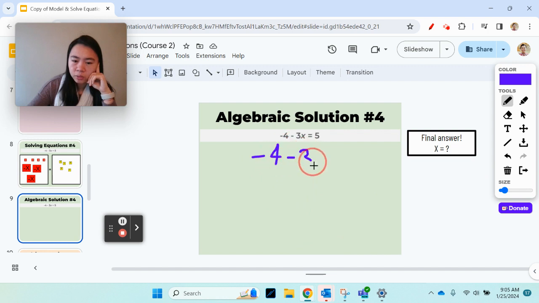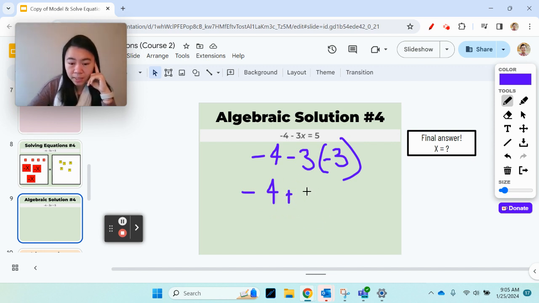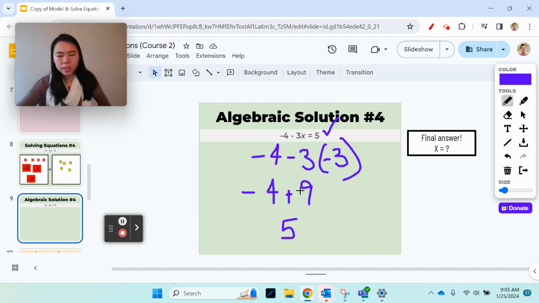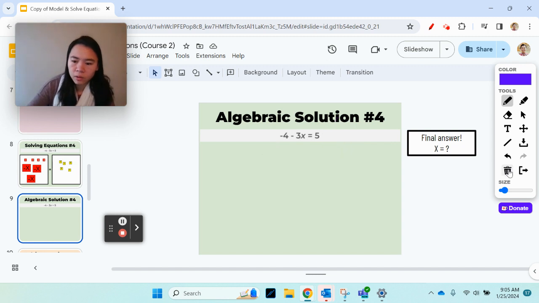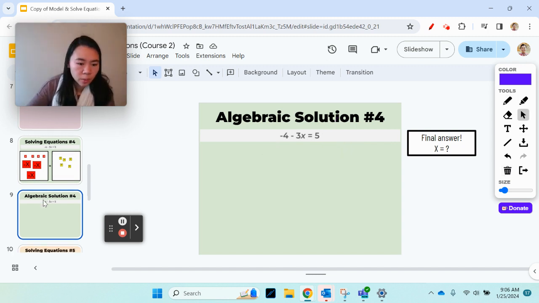-4 minus 3 times -3. We're trying to see, does that equal 5? -4 minus 3 times -3 is... I'm sorry, -9. So we're adding 9. -4 plus 9 is 5. So that is correct. Okay, so I got that plus 9 because a negative times a negative is a positive. Always check your work with these. Okay, one more, I think.